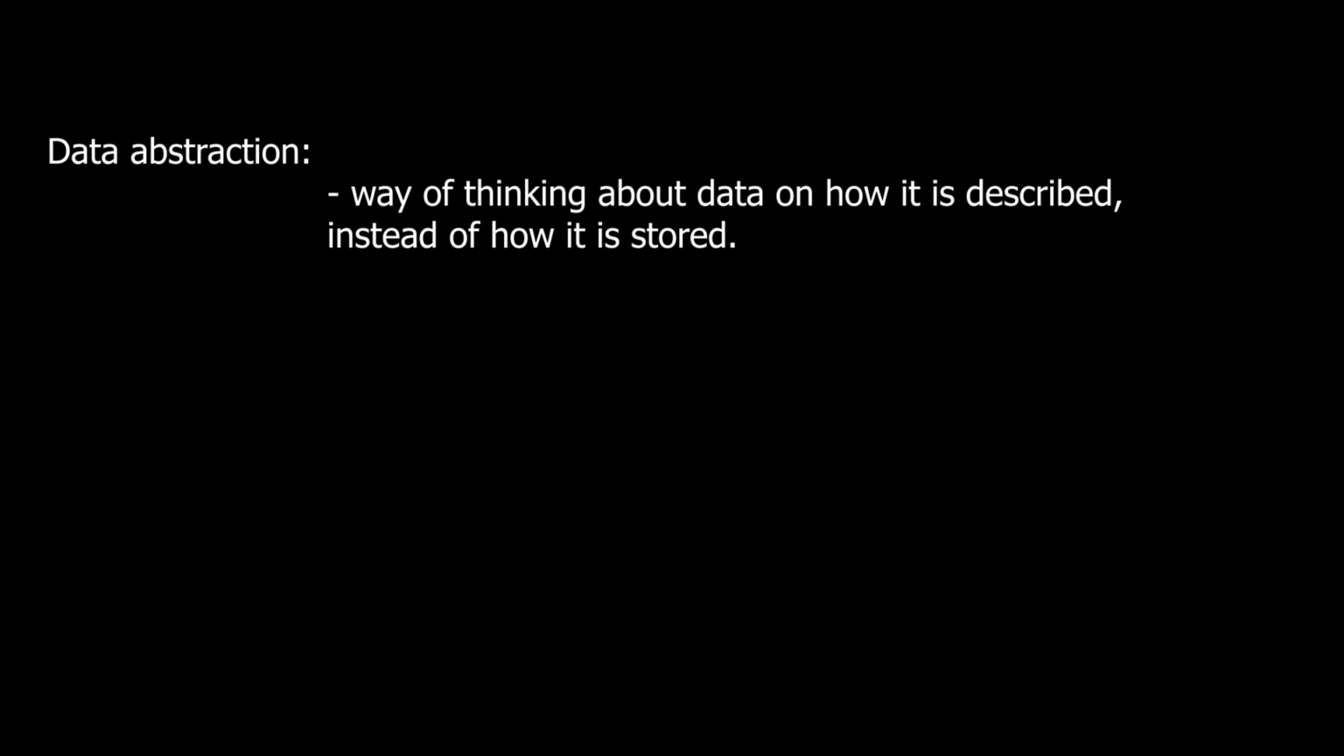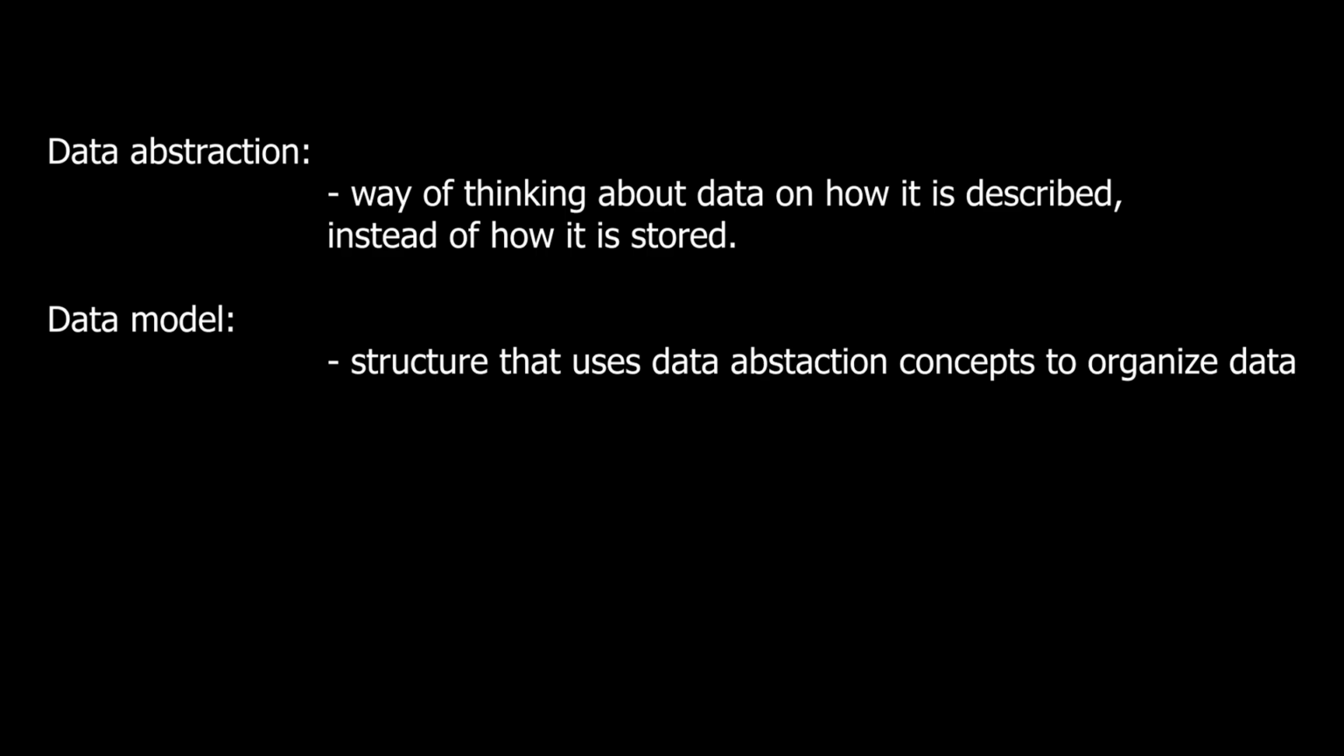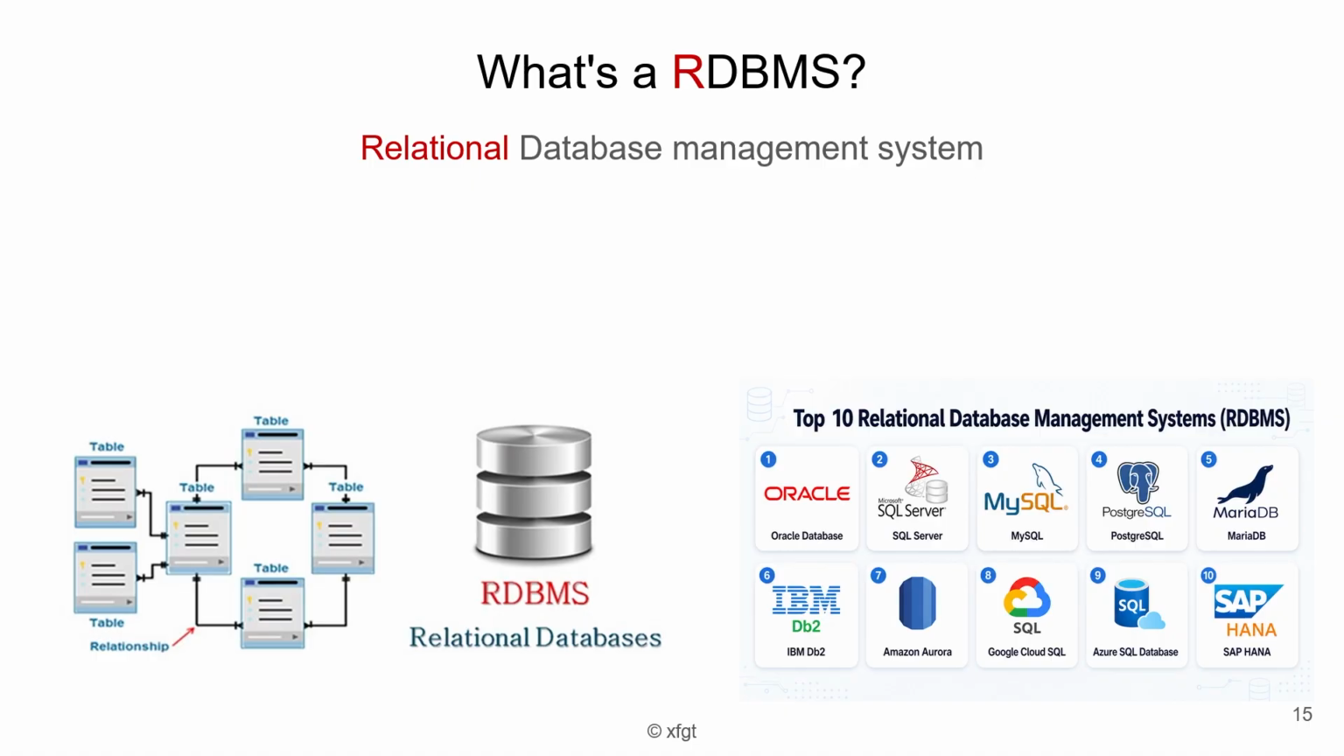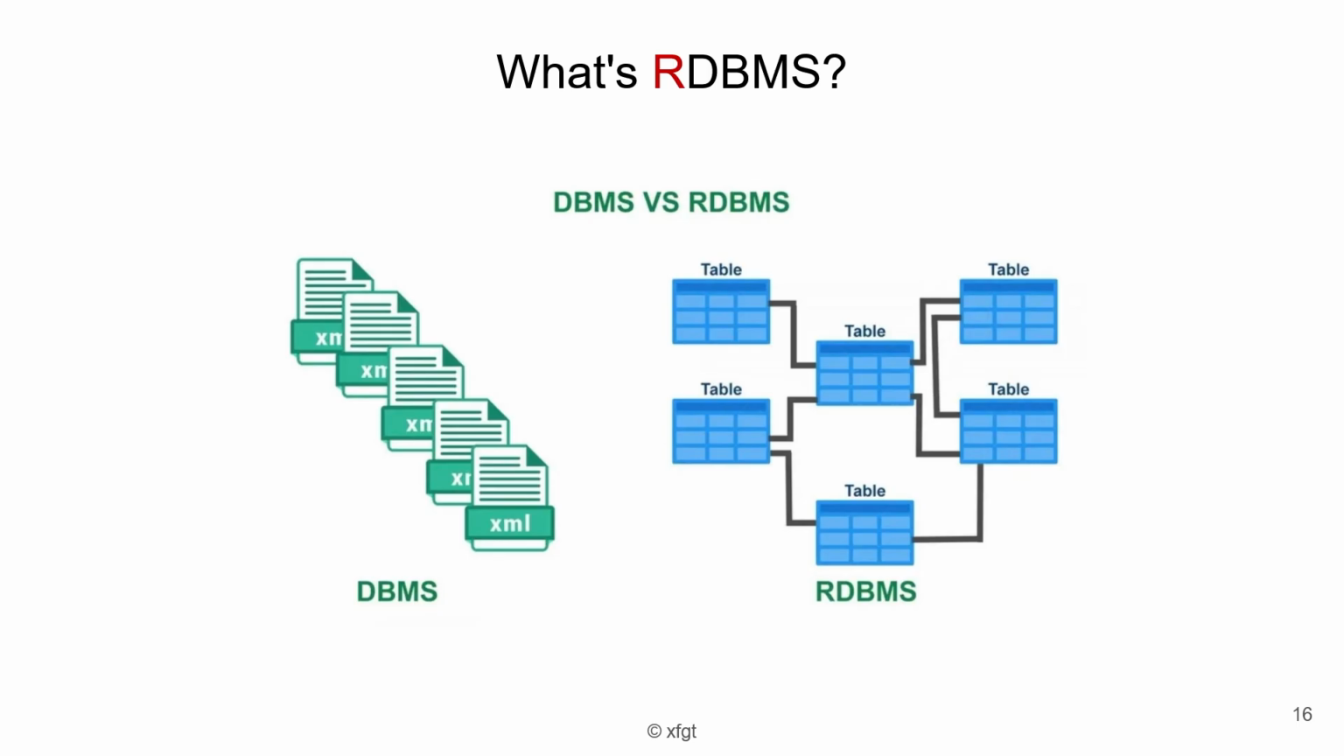Data abstraction is a way of thinking about data and how it is described instead of how it is stored. Data model is a structure that uses data abstraction concepts to organize data. Data model and schema levels are physical, which are related to files and their paths. Conceptual, which is related to data abstraction and how data is stored with its relationships. And external is just the user views. Okay, so far so good. Let's continue further. What is RDBMS?